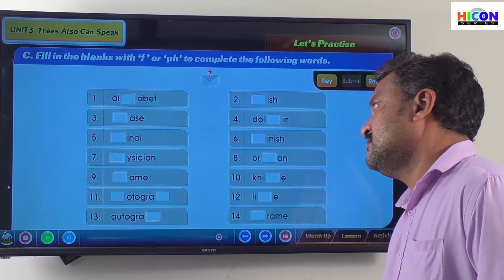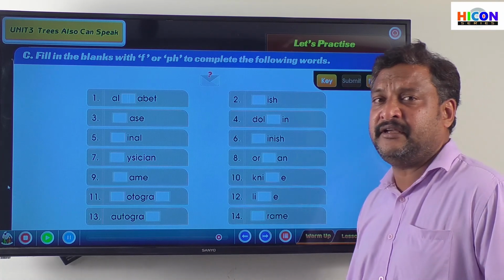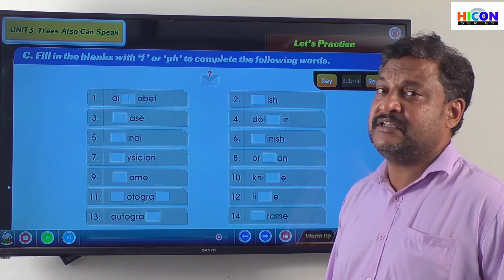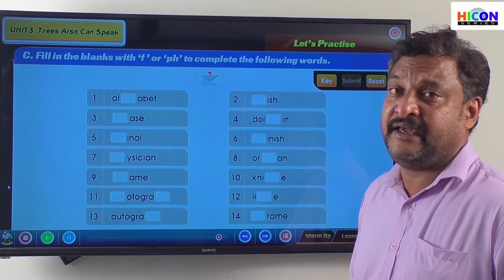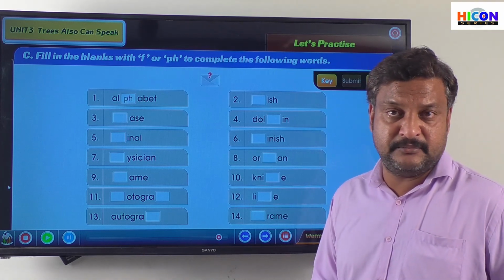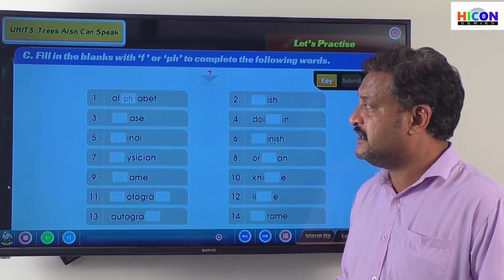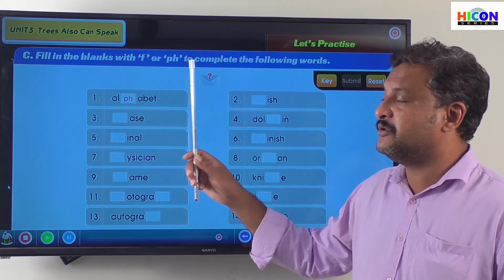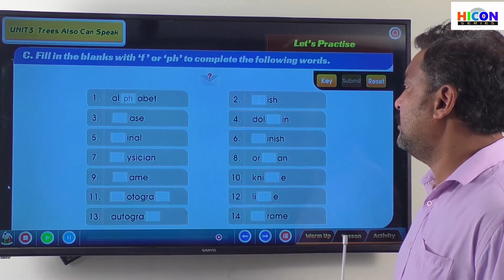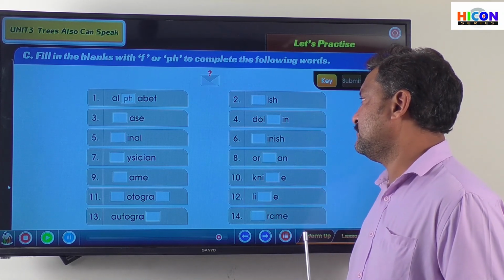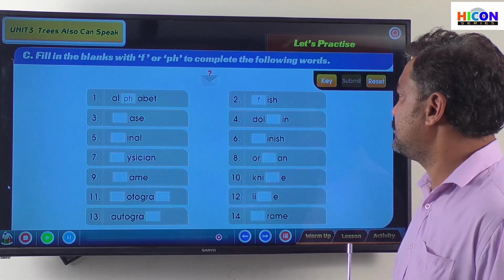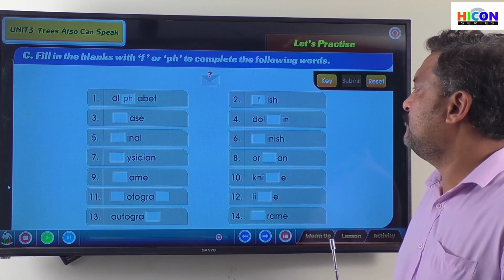Okay, the first one, A-L-A-B-E-T. What is the word there? Can you guess it? Yes, that is alphabet, isn't it? So what is the spelling of alphabet? A-L-P-H-A-B-E-T, alphabet, right? So for making the sound F, we have used PH there. Now the next one, I-S-H, F-I-S-H, isn't it? Fish.